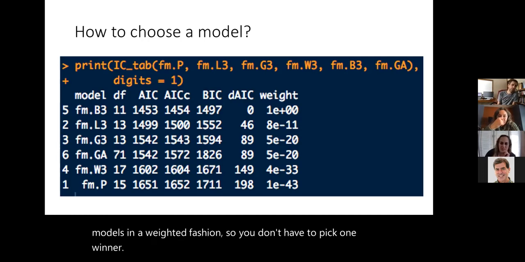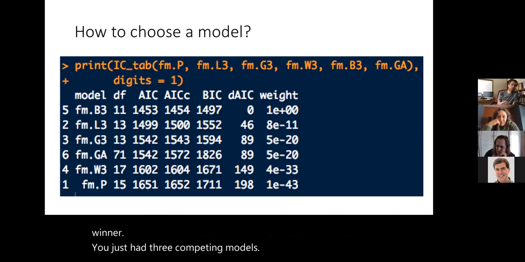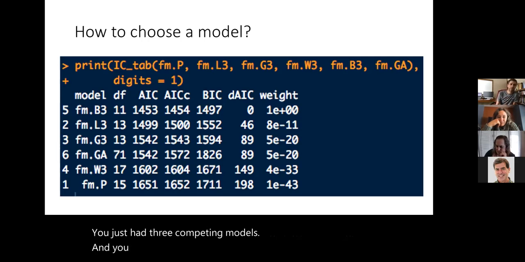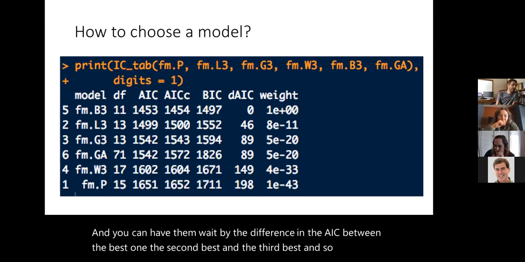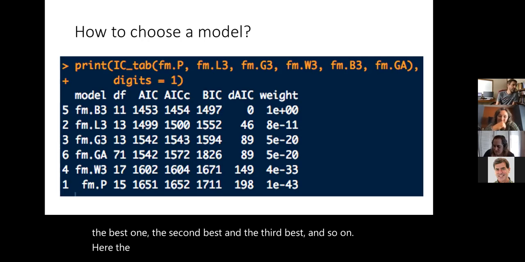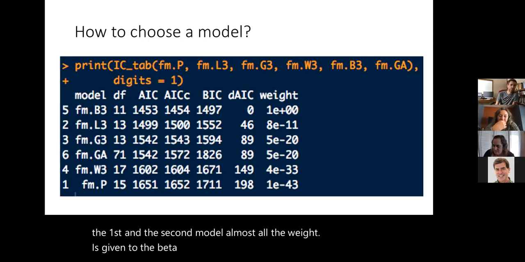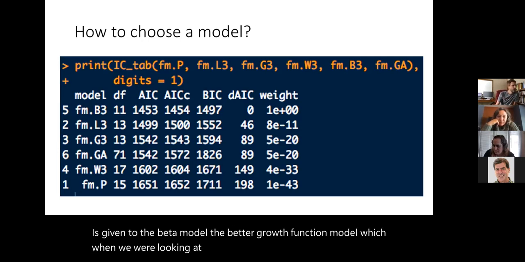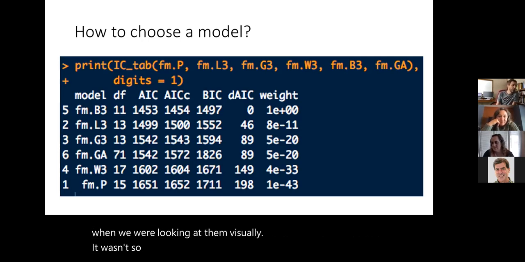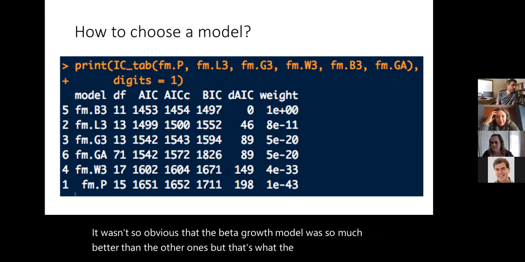You just have 3 competing models, and you can weight them by the difference in the AIC between the best one, the second best, and the third best, and so on. Here are the weights. Because the difference is 46 between the first and the second model, almost all the weight is given to the beta growth function model, which, when we were looking at them visually, wasn't so obviously much better than the other ones, but that's what the AIC says.